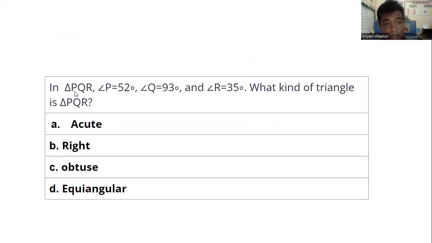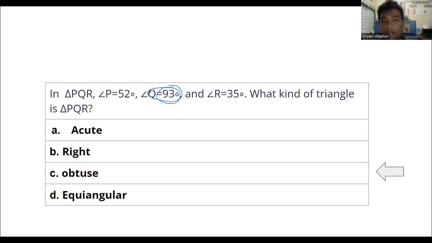Next, in triangle PQR, angle P is 52 degrees, Q is 93, and R is 35. What kind of triangle is PQR? Okay, that is an obtuse triangle, because it has an angle of 93 degrees. So we call this an obtuse triangle.